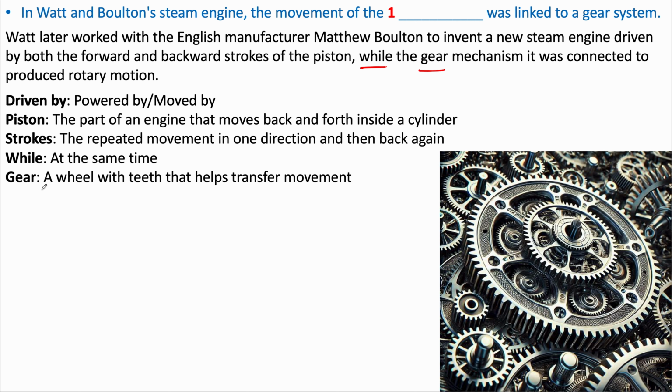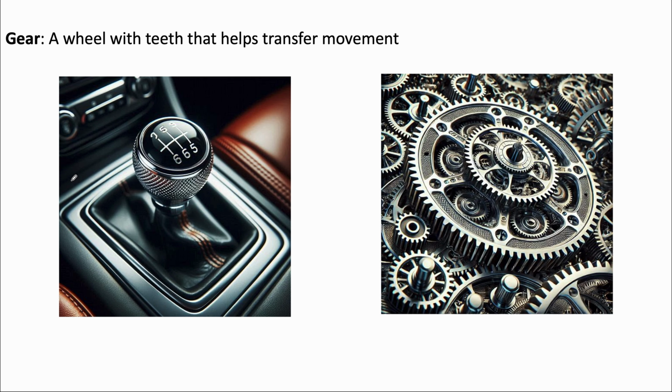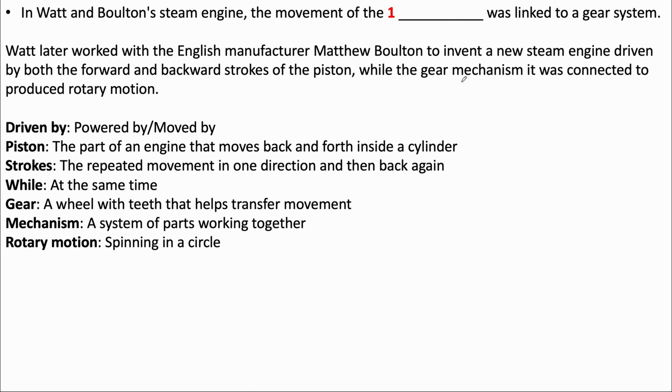Gear means a wheel with teeth that fits into another wheel to transfer movement or power. We have commonly heard this word in cars. For example, shifting gears lets the car go faster or slower. But gears are not just in cars. They are used in many machines and engines to help parts move and work together. Mechanism means a system of parts working together.